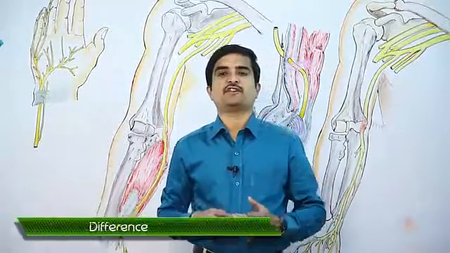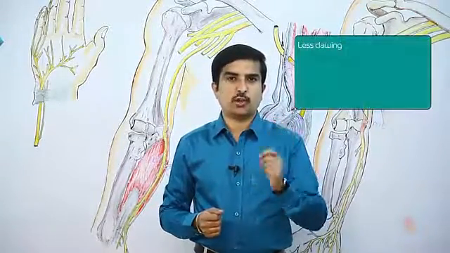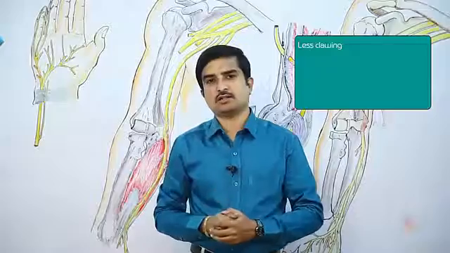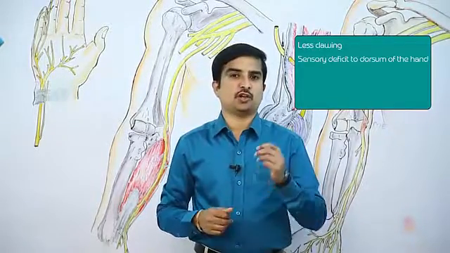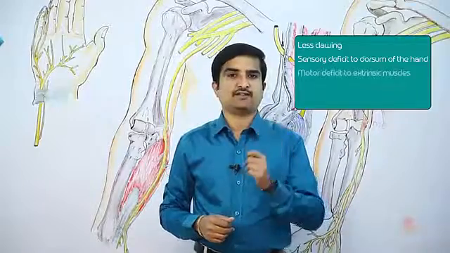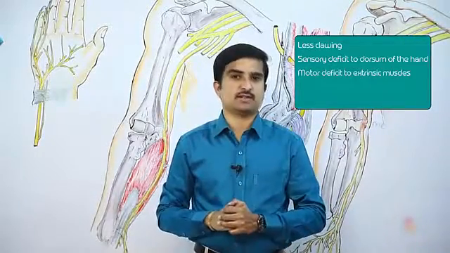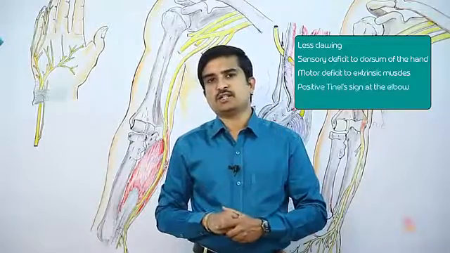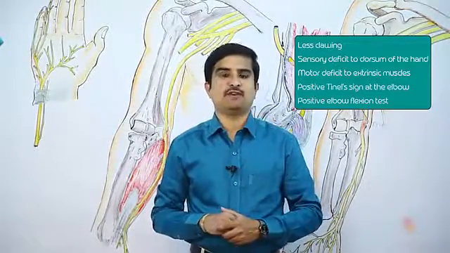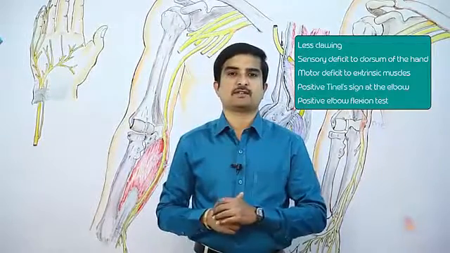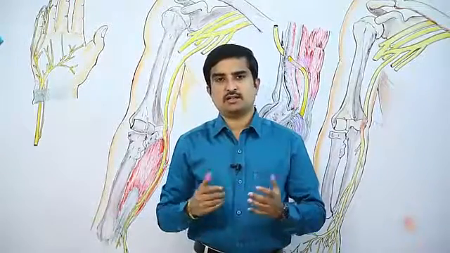And next, one important point you need to know is the difference between ulnar tunnel syndrome and cubital tunnel syndrome. Mainly, if you see, less clawing is seen in the ulnar tunnel syndrome, while sensory deficits to the dorsum of the hand, motor deficits to ulnar innervated extrinsic muscles, a positive Tinel sign and a positive elbow flexion test are the important differences between these two. And what are the investigations for the Guyon's tunnel neuropathy?